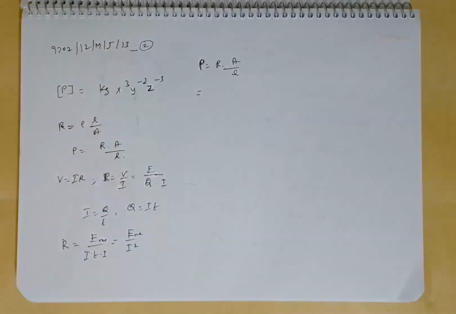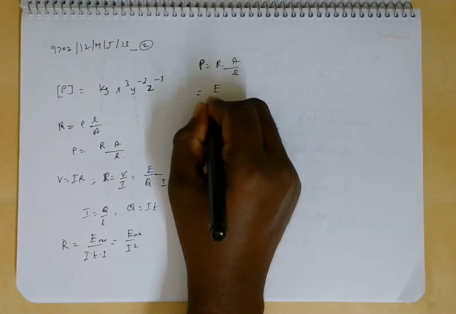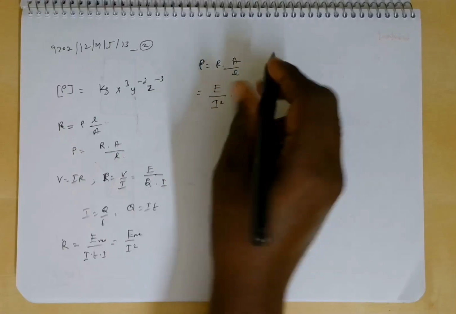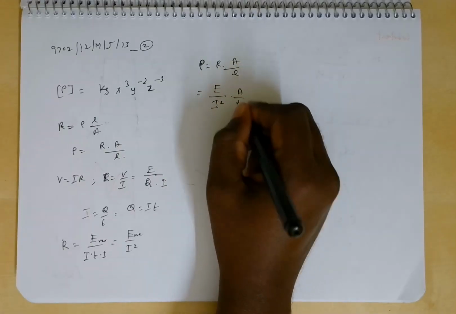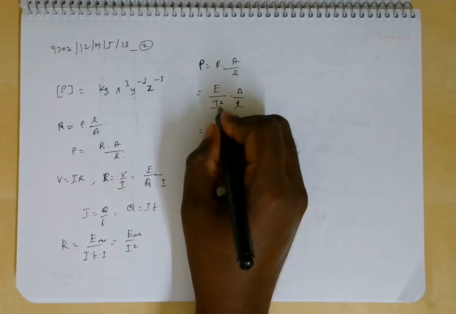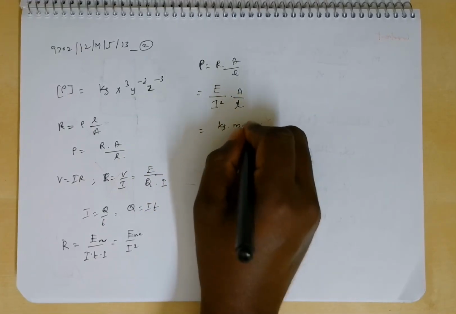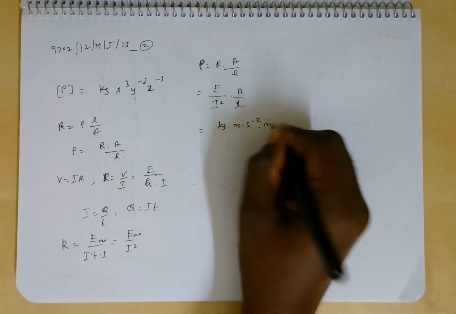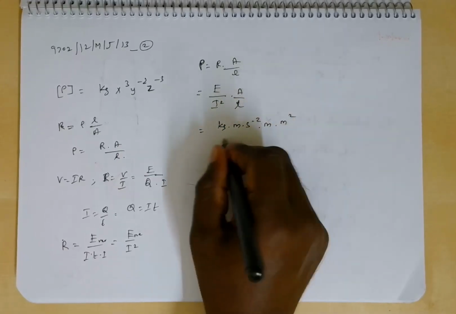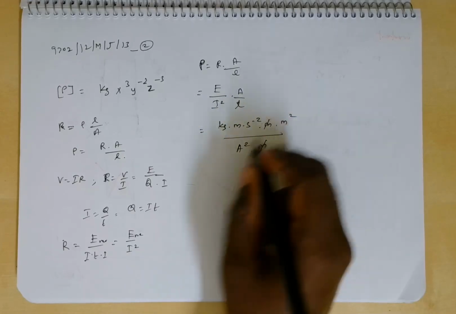Yeah. So instead of R, we can write energy divided by I square into area divided by L. Right? So we know that energy is force into distance. So force is kilogram meter into second power minus 2. Distance is another meter. Area is meter square divided by I is ampere square. L is meter. So we can cancel out these 2 meters.